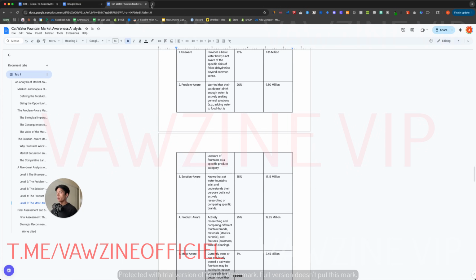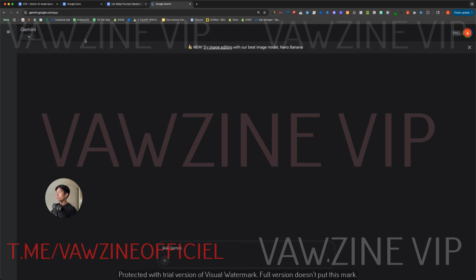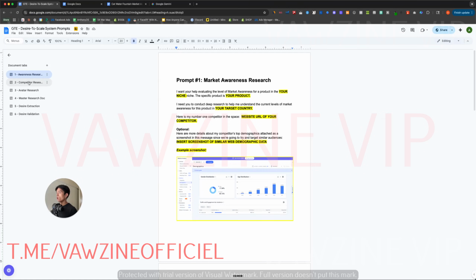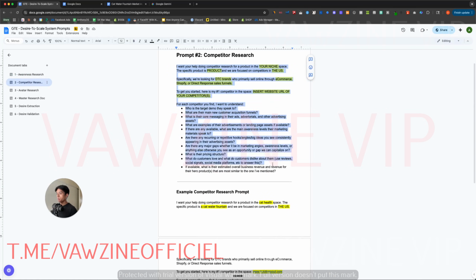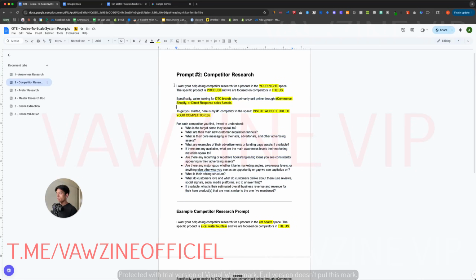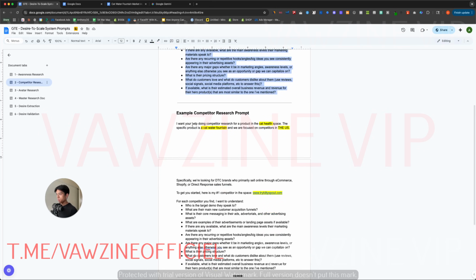So now that we know the dominant awareness level for our product and our market, our next step is to start doing some competitor research. We're going to open up Google Gemini once again, and click on this prompt tab on the left, competitor research. We're going to copy and paste this prompt, everything from "I want your help doing competitor research" all the way down to the last bullet point here.